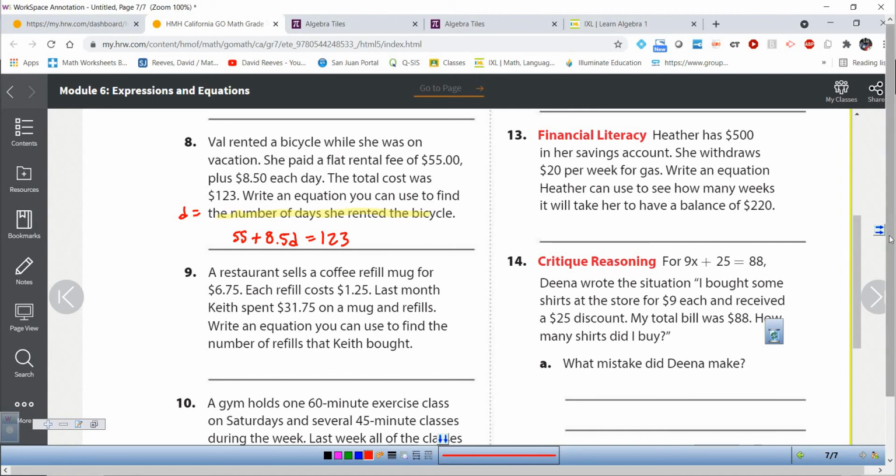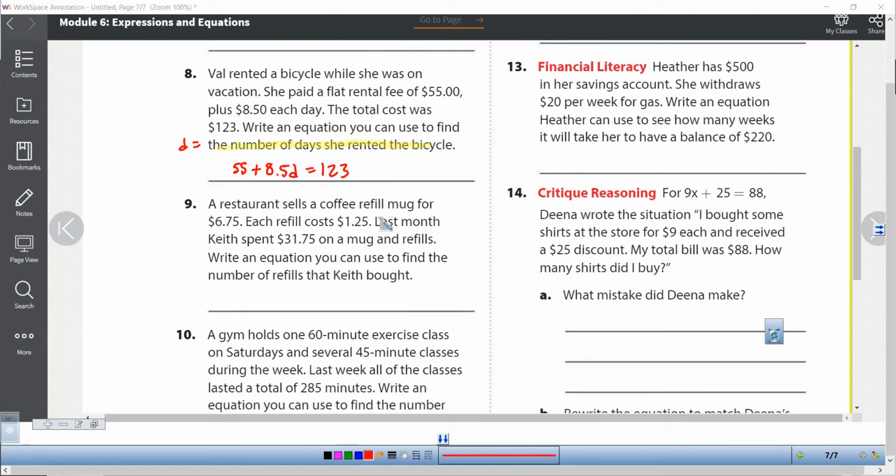All right, a restaurant sells a coffee refill mug for $6.75. There's that one-time fee. You buy that mug once. Each refill costs $1.25. There's that recurring fee. Every time you go in and get a refill, you're paying $1.25. Last week, he spent $31.75 on a mug and refills. There is our total. Write an equation you can use to find the number of refills that he bought. There's our variable. The number of refills is going to be R.